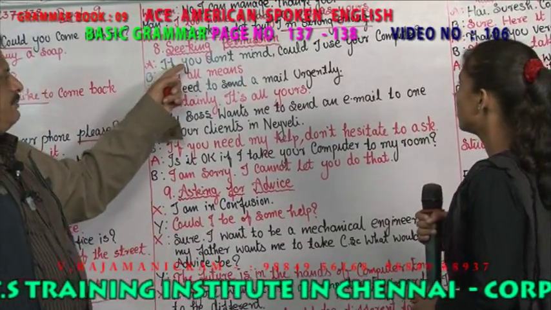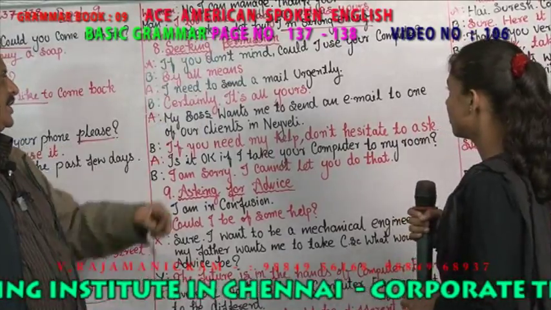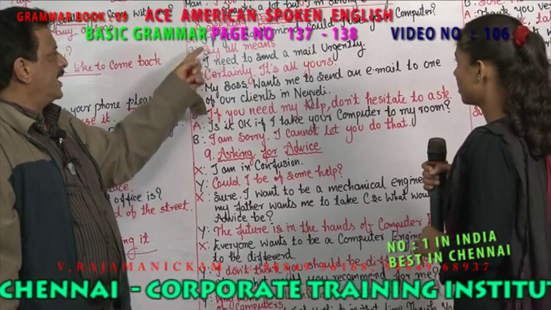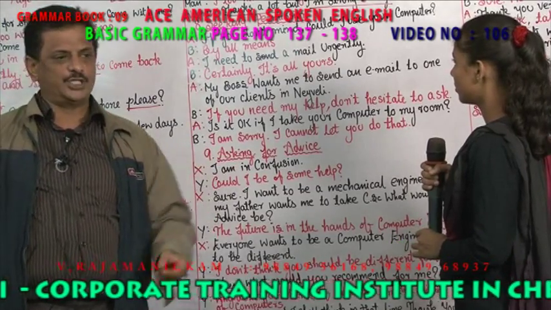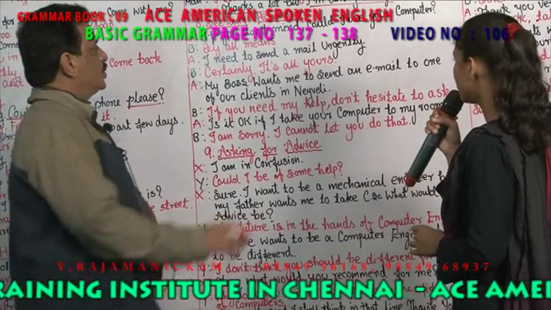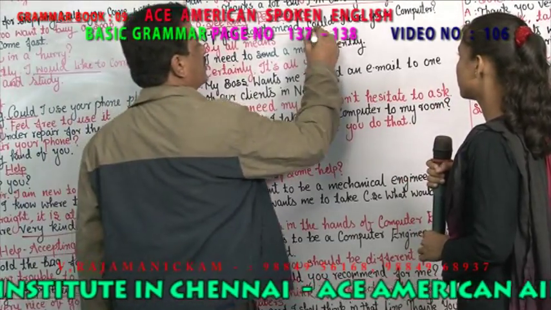Seeking permission. A and B. I'm A and you are B. I'm asking permission. Number one. If you don't mind, could I use your computer?